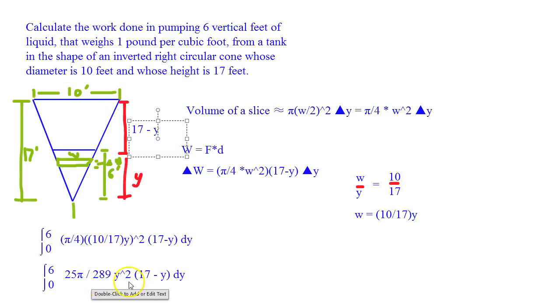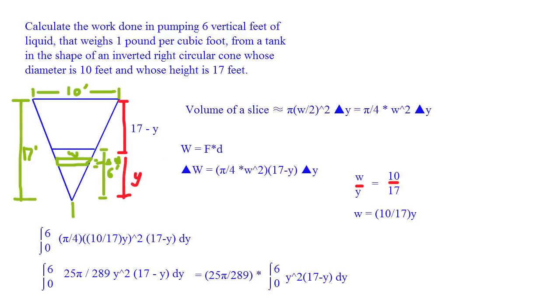Okay, now that everything works out, we're going to go ahead and do the integration of this. This one should be a lot easier to work with. Obviously I took out the constant just so we didn't have to deal with it. The integral of y squared times 17 minus y dy. Okay, and once you do that, you should get 244.59 newton meters. Okay, which makes sense because it's not a huge amount of liquid coming out, but that's the amount of work done by the liquid coming out.